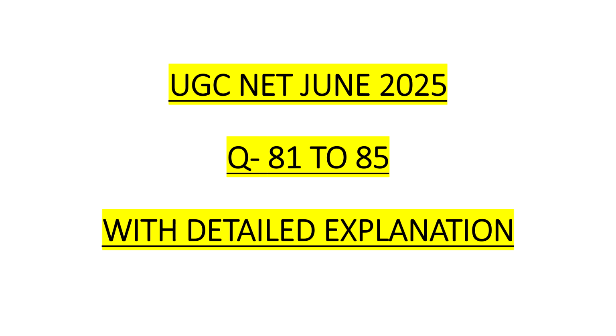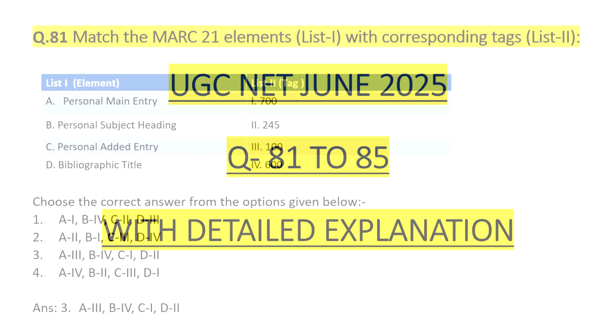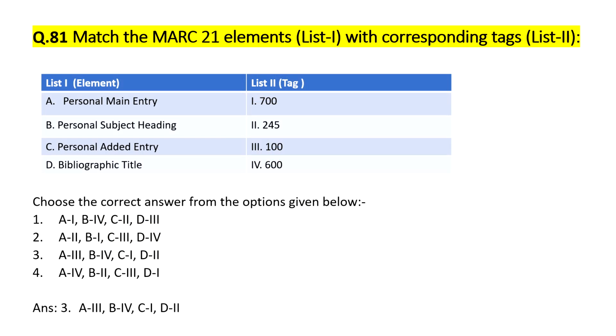So let's begin. In question number 81, we have to match the MARC 21 elements in list 1 with their correct MARC tags in list 2. The correct answer of this question is option number 3, which shows that personal main entry tag is 100 and 600 is the tag for personal subject heading and tag for personal added entry is 700 and 245 is the tag for bibliographic title.